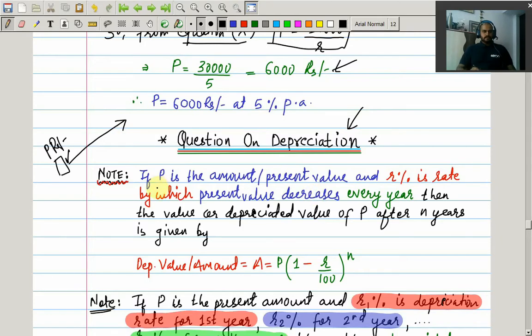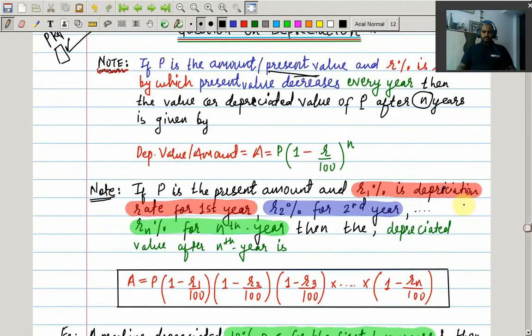So let's read this note. If p is the present value and r percent is the rate by which the present value decreases every year, then the depreciated value of p after n years is given by this formula. If you look at this formula, it is similar to the amount in compound interest. We have a difference at this point: there is a negative sign instead of plus, because it is going to decrease by r% every year.